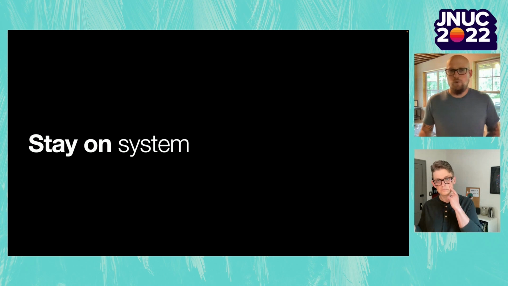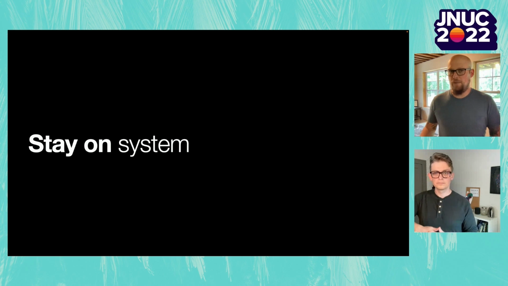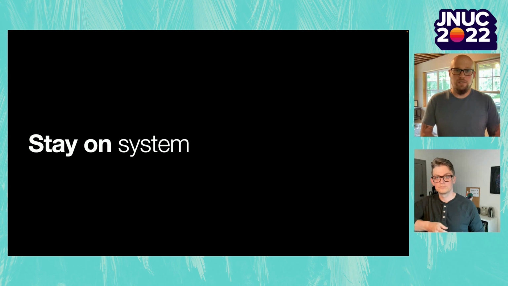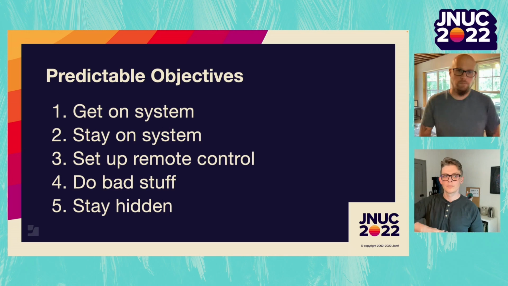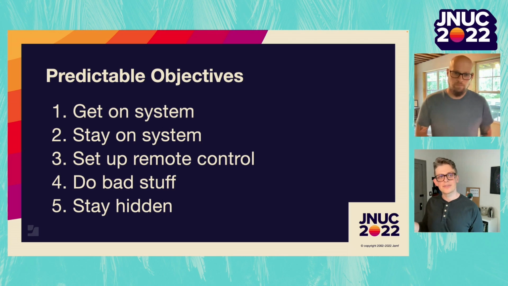There are other methods, of course, of persistence. You can use more job-based stuff like crontab or periodic scripts and so on, but these are not as customizable or reliable as launch plists. So we as analysts monitor these persistence items because they're often a good way to spot suspicious software. So that's the second objective, finding a way to stay on the system.